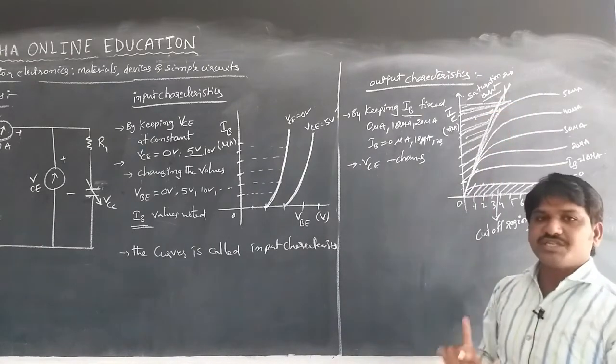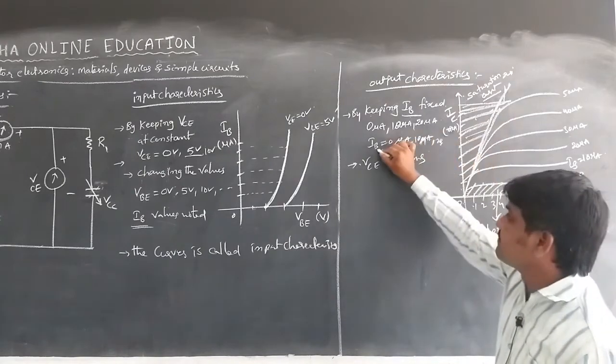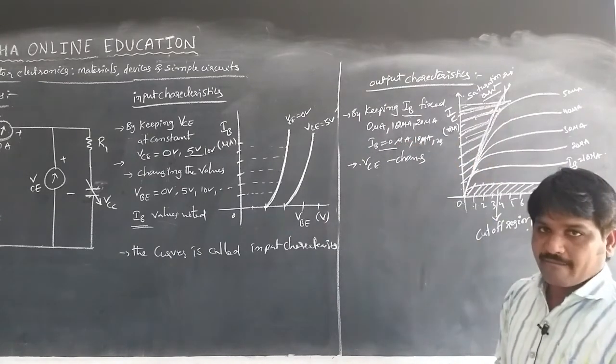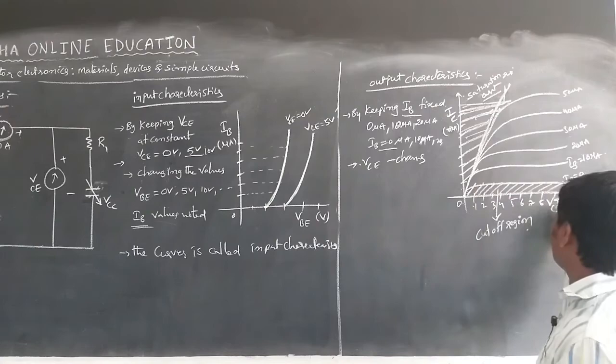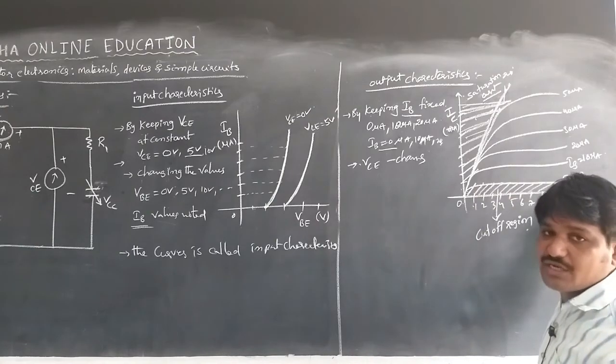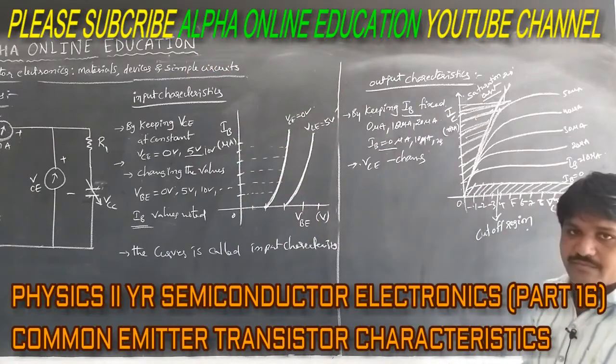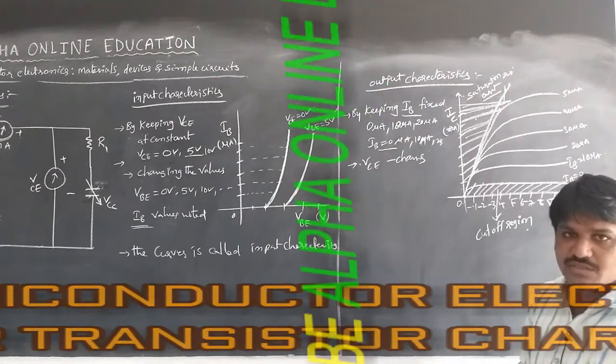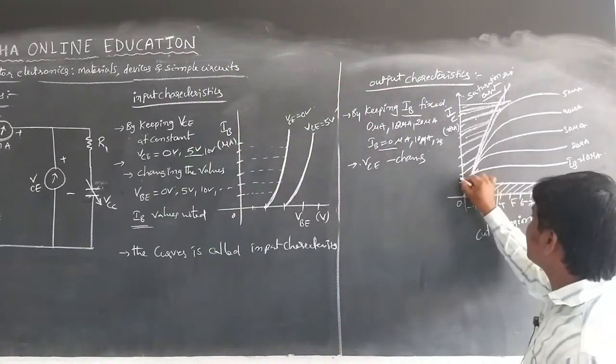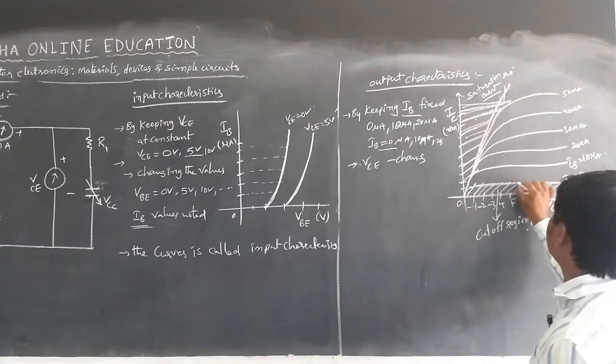Here IB is fixed at 0, then we change the values of the collector potential VCE, up to some values, with the potential changing in volts. Then the collector current is not changing, and stays constant for certain values.